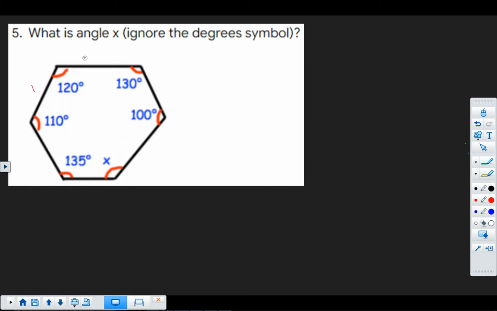Okay, well, let's see what we've got here. We've got a 1, 2, 3, 4, 5, 6-sided shape. Well, that's a hexagon. Now, we're being asked about the angles in a hexagon. Now, what I suspect you know is that the angles in a triangle add up to 180 degrees. Now, if I add another triangle onto this, that also has 180 degrees. And these angles together make up the angles inside a 4-sided shape.